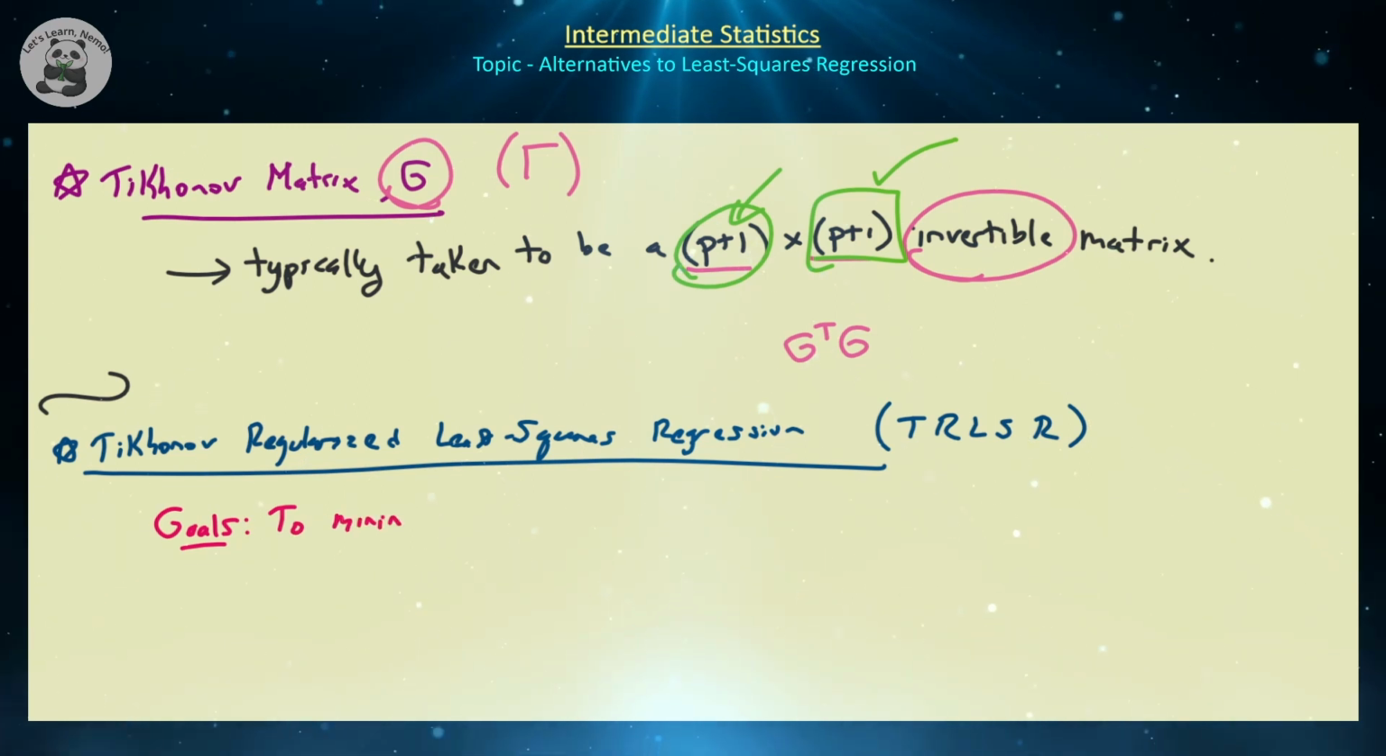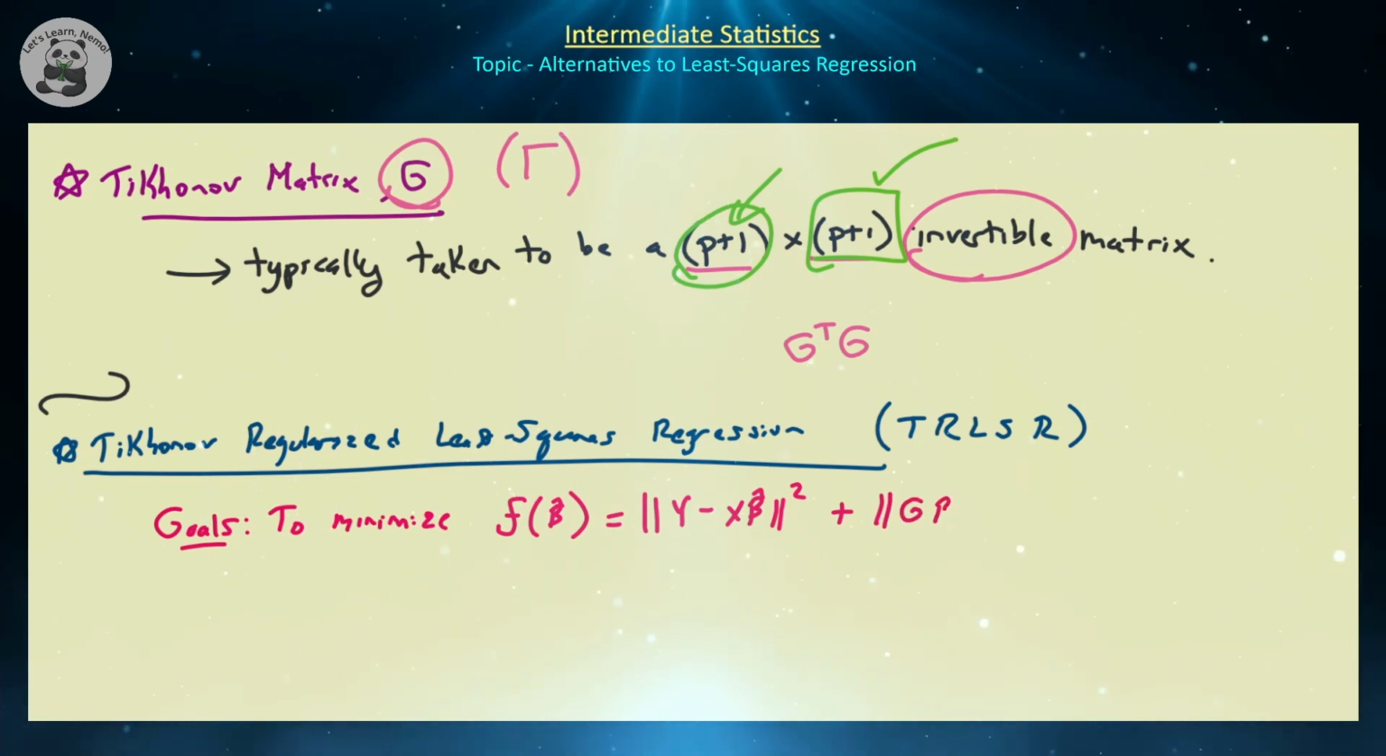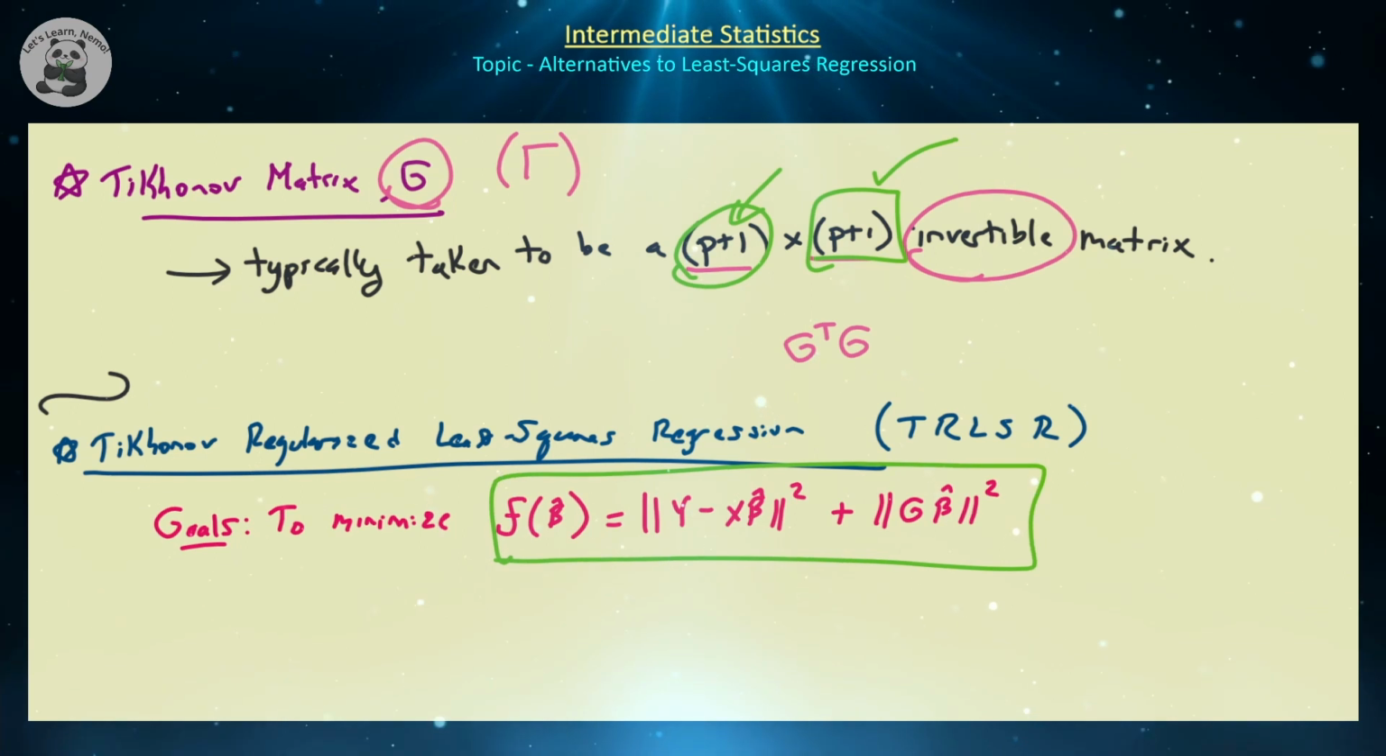So it's similar to the least squares. So minimize the functional f of beta hat, which is going to be equal to, again, we have our y minus x beta hat squared norm, or our L2 norm. So that's just our least squares regression model, but it adds to this term and introduces our Tikhonov matrix G times beta hat, the quantity squared, right?